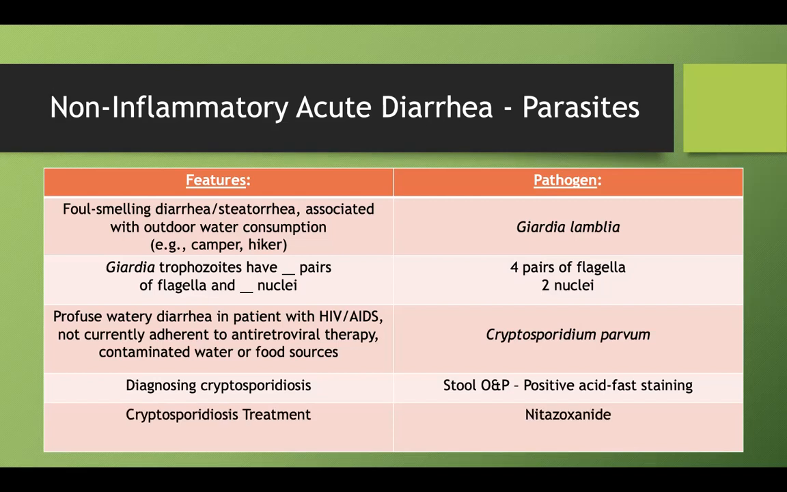And you can treat it. The one you should probably pick on a test is nitazoxanide. It's an FDA-approved medication for cryptosporidiosis. Spiramycin might be mentioned, but if both of these are provided, I would definitely pick nitazoxanide.